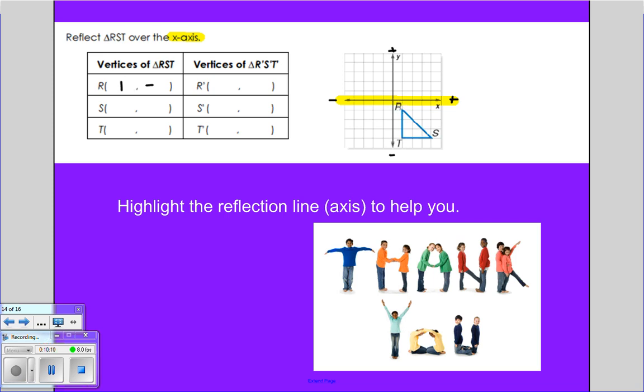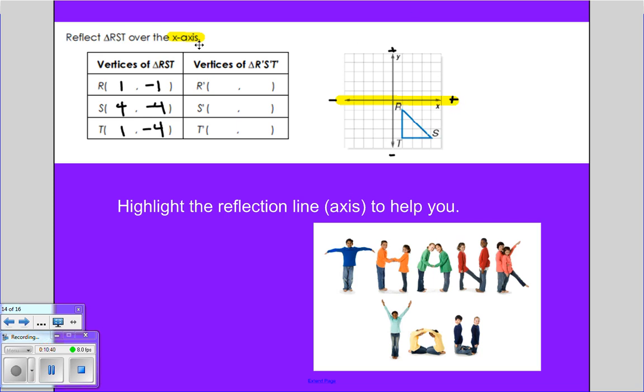Our letter S down here, we would go 1, 2, 3, positive 4, and then 1, 2, 3, negative 4. Positive 4, negative 4. And T is at positive 1, and then negative 1, 2, 3, 4. Positive 1, negative 4. If we are flipping over the x-axis, which coordinates stay the same?